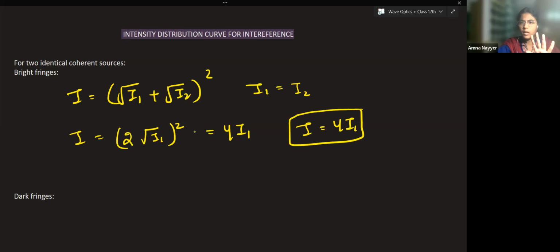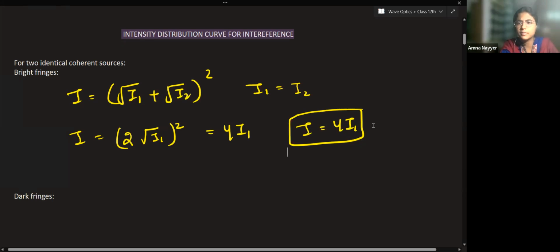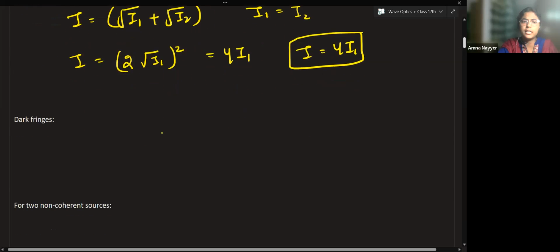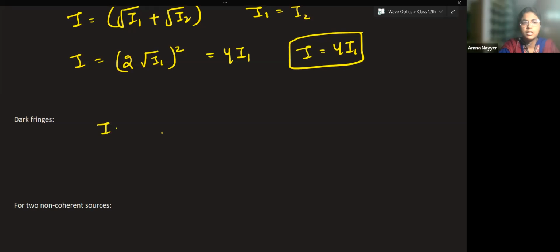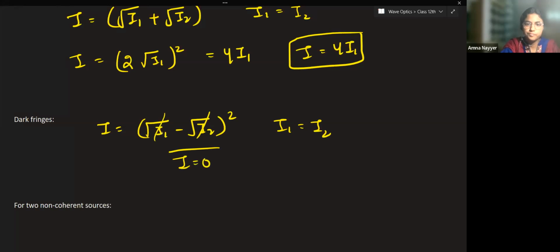Hold it right now, I'll explain later how it is related to your curve. This part is just mathematics. Now coming to the dark fringes, same thing, but a negative sign will come. I is equal to (under root I1 minus under root I2) whole square. I1 is equal to I2, so this will get cancelled. I is equal to 0.